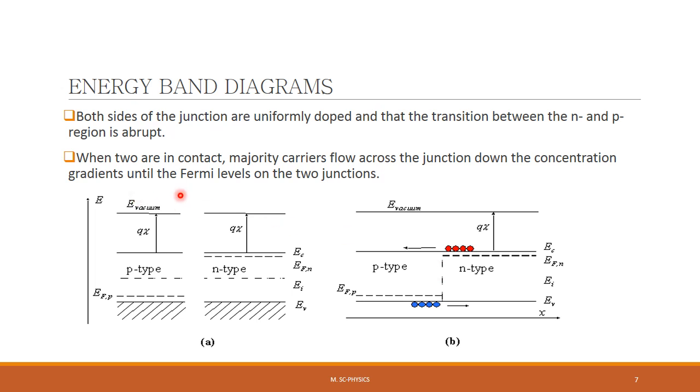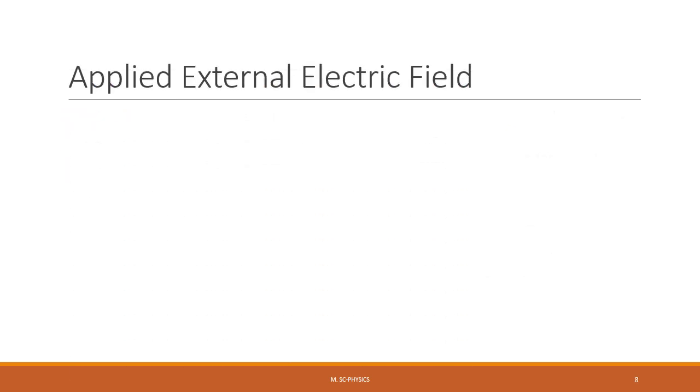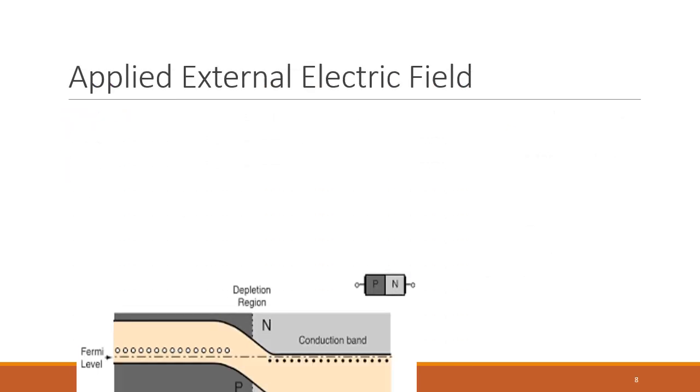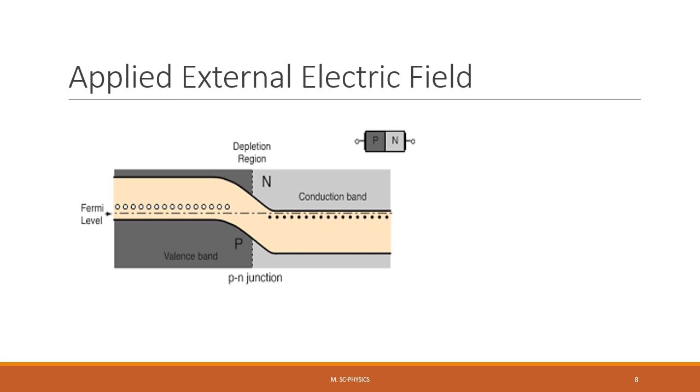Therefore, when an external electric field is applied, it is in thermal equilibrium condition. Therefore, the Fermi level in the n region is nearer to the conduction band, and the Fermi level is nearer to the valence band in the p region.